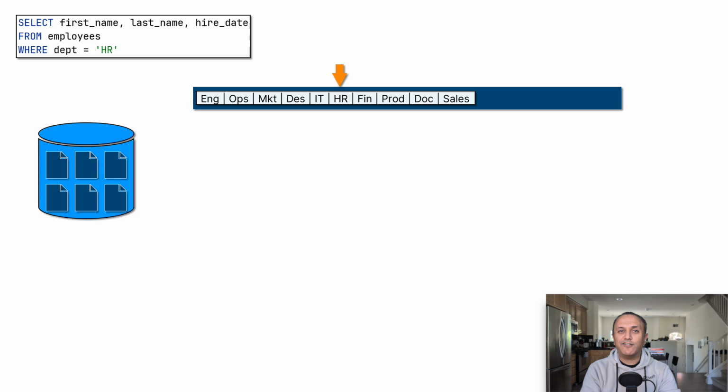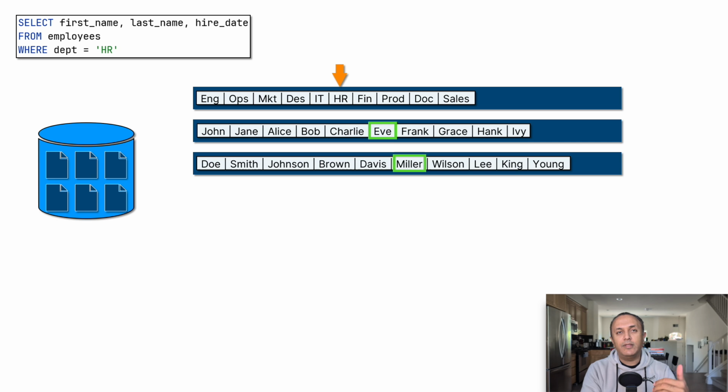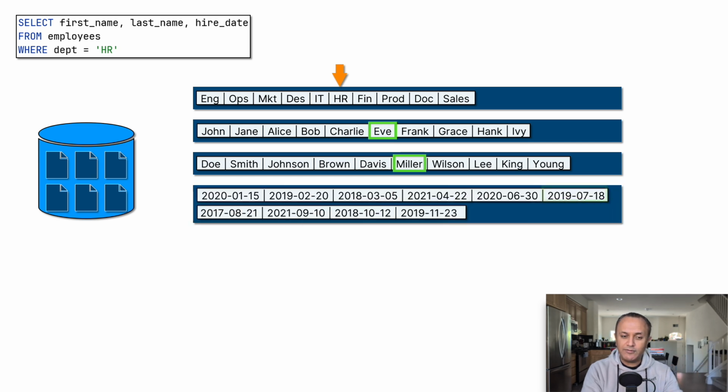Here, the data is not there. We need to go and read it. We need to go and find the first name, the last name, and the hire date. So we need to read the page that has the first names and locate the corresponding value in there. So we need to do that stitching that we talked about. And we need to do the same thing for the last name, and the same thing for the hire date. So the more data that we need, the more columns that we need, we're going to need to do more I/O here.